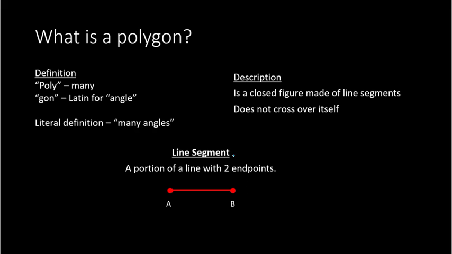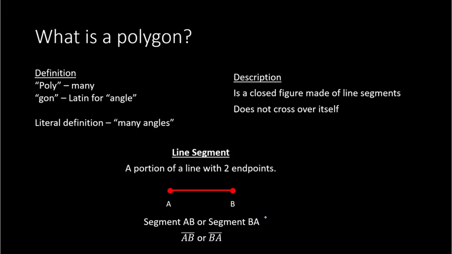So here, for example, we see a line segment. It is a part of a line. Remember, a line keeps going forever in both directions. But here, a line segment has a definite beginning and ending point. So this would be line segment AB, or we can call it line segment BA. In math notation, we can write this as AB with a line segment symbol above it, or BA with a line segment symbol above it.